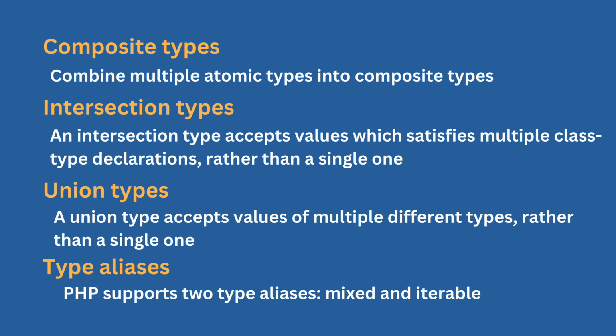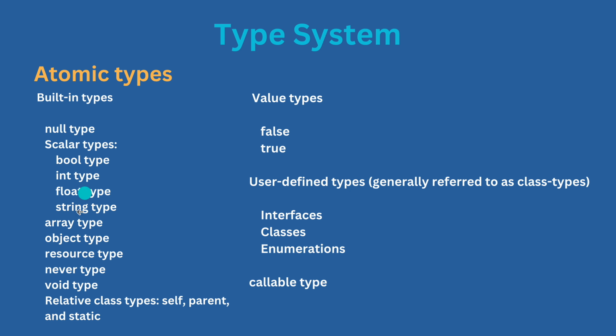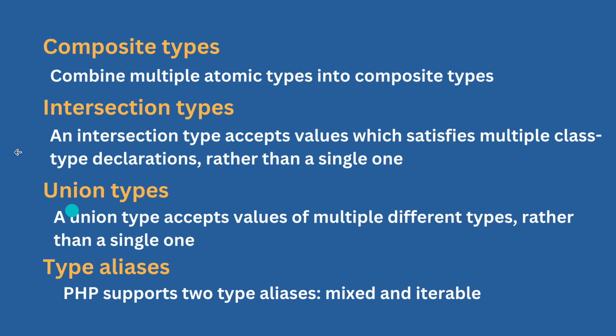Then there are other types also available. Composite types. When you combine more than one atomic type, for example one can be boolean, another can be string, one can be object, another can be resource, you're combining them together, then it will be a composite type. We will see later what that is. Just for now understand the meaning of composite type.